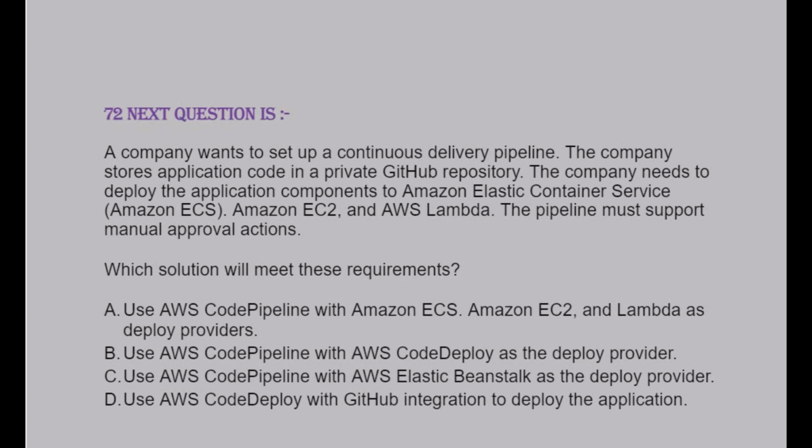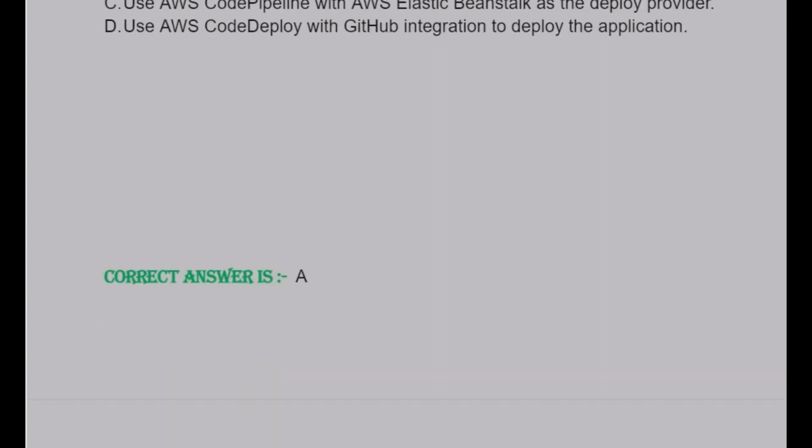Option A. Use AWS CodePipeline with Amazon ECS, Amazon EC2, and Lambda as deploy providers. Option B. Use AWS CodePipeline with AWS CodeDeploy as the deploy provider. Option C. Use AWS CodePipeline with AWS Elastic Beanstalk as the deploy provider. Option D. Use AWS CodeDeploy with GitHub integration to deploy the application. Correct answer is option A.